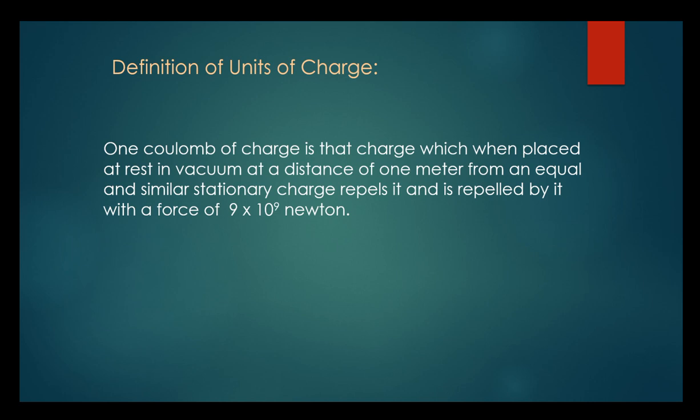If in the mathematical statement of Coulomb's law we put charges as 1 coulomb and distance also 1 meter, then we see that the force is equal to K in vacuum, which is equal to 9 into 10 to the power 9. So what we understand from here is that 1 coulomb of charge is that charge which, when placed at rest in vacuum at a distance of 1 meter from an equal and similar stationary charge, repels it and is repelled by it with a force of 9 into 10 to the power 9 Newton.